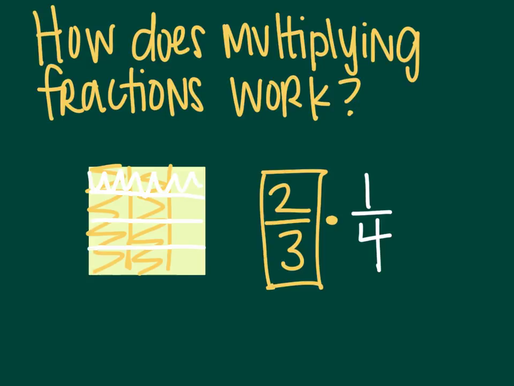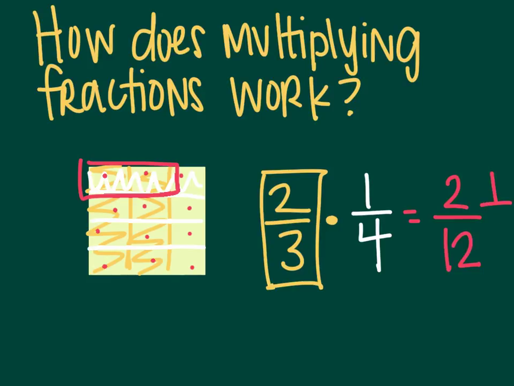What got colored in was these 2 boxes got colored with both. So my answer then is going to be 2 out of how many boxes there are. And if I count those up, I get 12. And then I can simplify that, which would be 1/6.